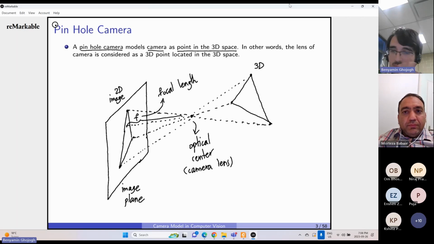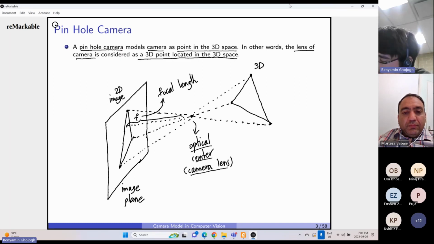However, the camera might be big, right? So it has some volume. But let's assume that the camera is just one point, and that point can be the camera lens, for example. We call that point the optical center. And when we consider the camera as a point in the 3D space, that's called a pinhole camera. In other words, the lens of the camera is considered as a 3D point located in the 3D space.